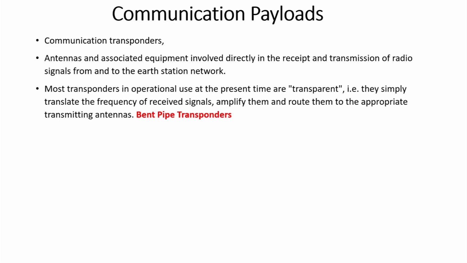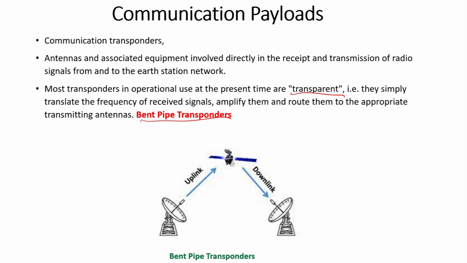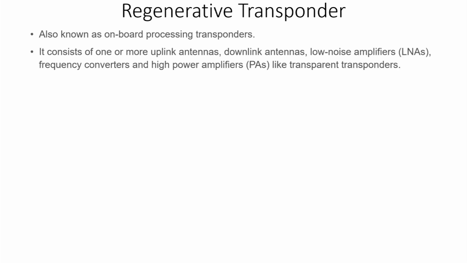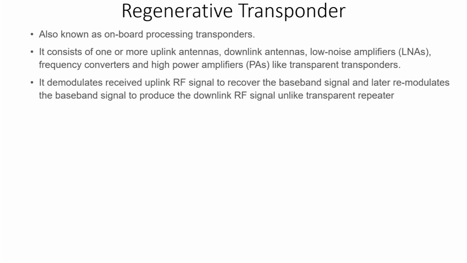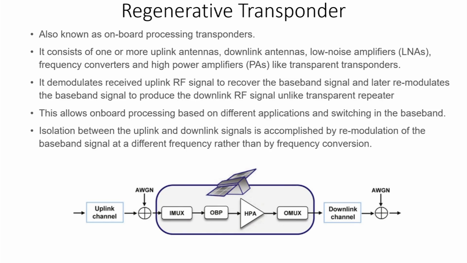Most transponders operational at the present time are transparent, also called bent pipe transponders. It means that a satellite gets an uplink signal, does the frequency translation, amplifies it and sends it back to the earth station. So, this is called a bent pipe transponder. The other type is called the regenerative transponder. In this type of transponder, the uplink signal is processed, meaning the signal to noise ratio is improved, and only after onboard processing is it sent back. This shows the block diagram of a regenerative transponder.